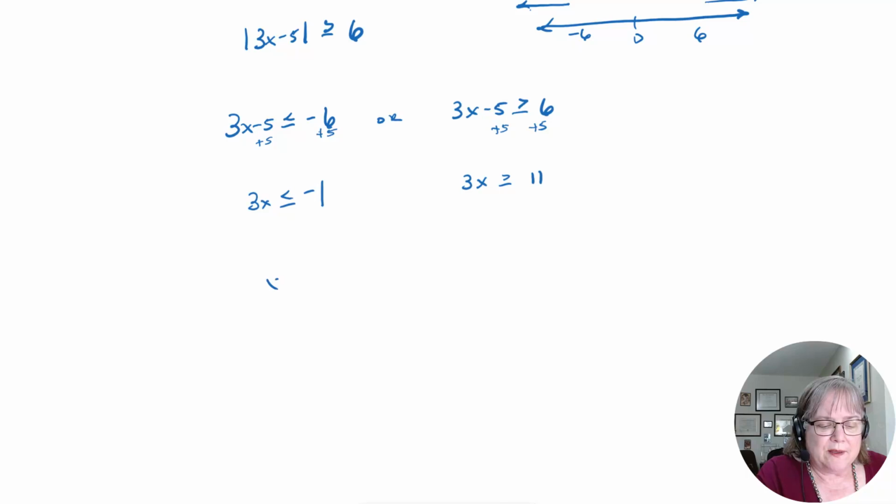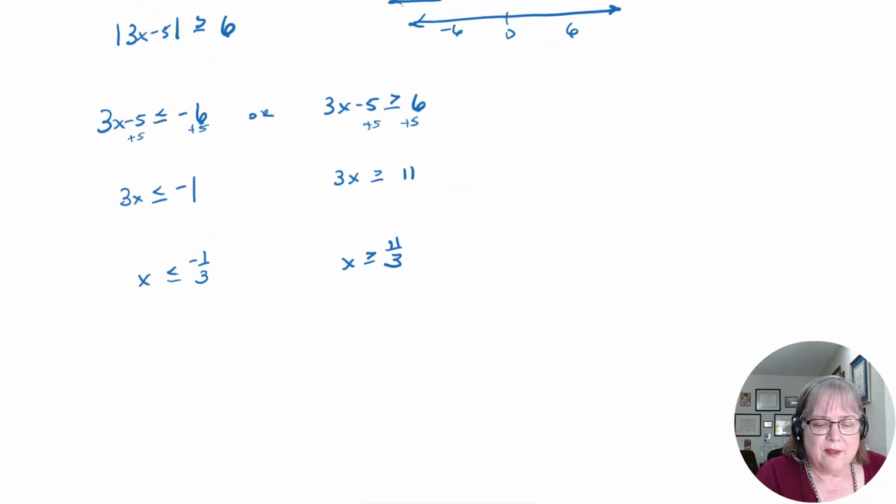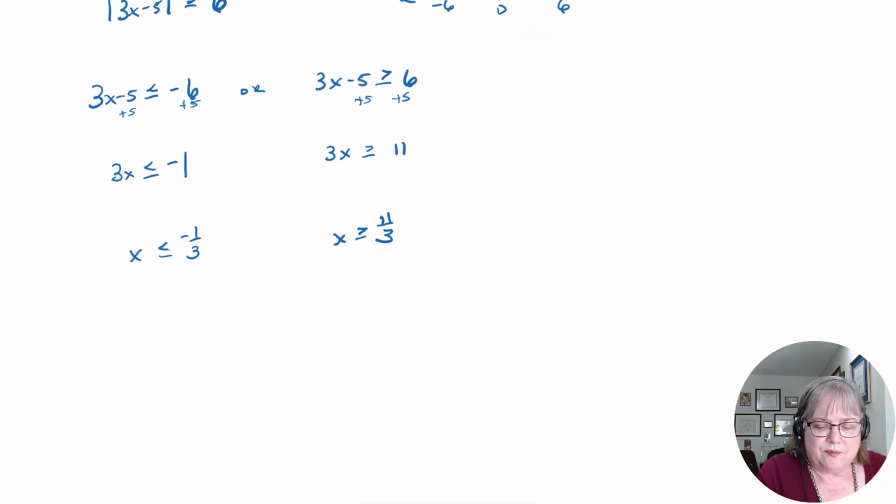Now we want to have 1x, so we're going to divide both sides by 3. Because we have 3 times, and to negate a 3 times, we divide by 3. And that's what we have. So the end result is negative 1/3 and 11/3. Looks like this.